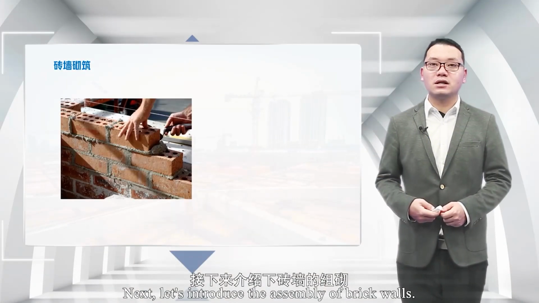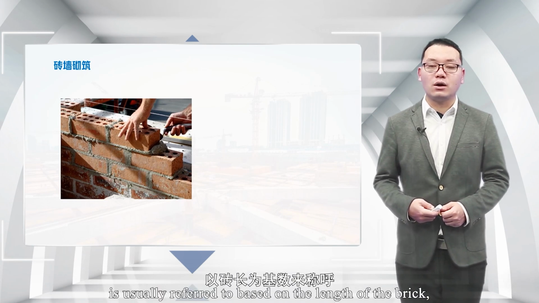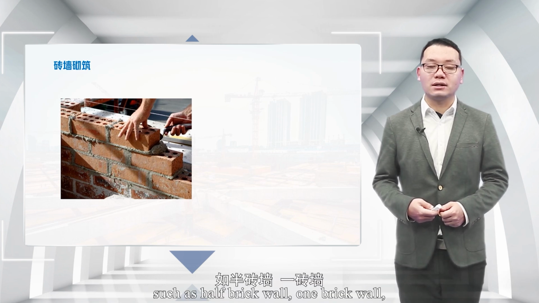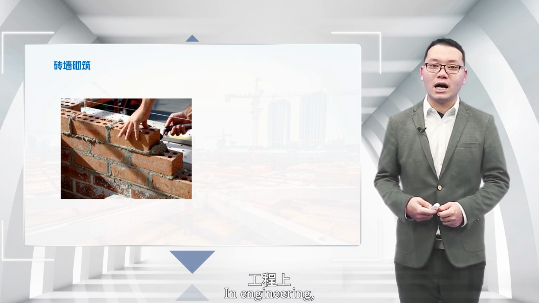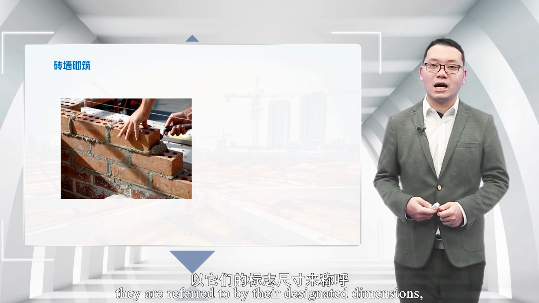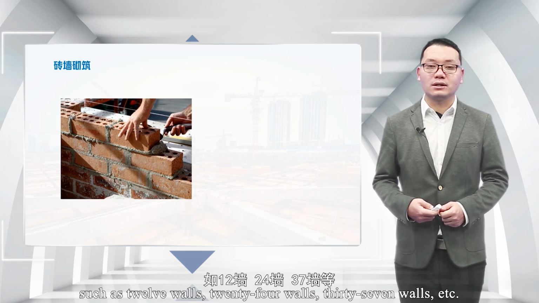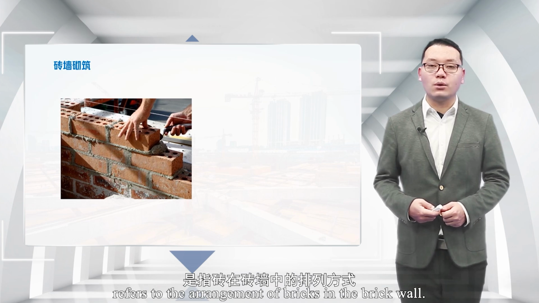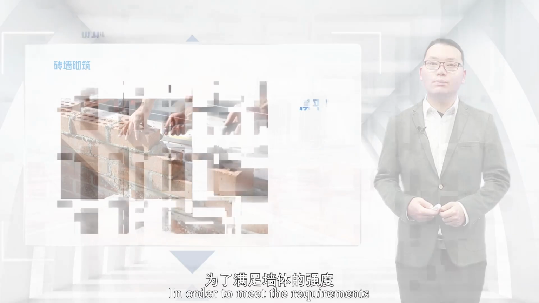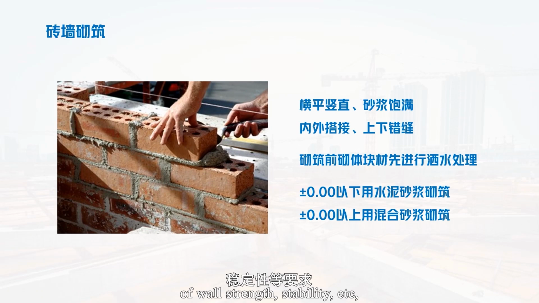Next, let's introduce the assembly of brick walls. The thickness of sintered common bricks is usually referred to based on the length of the brick, such as half brick wall, 1 brick wall, 1 brick and half wall, etc. In engineering, they are referred to by their designated dimensions, such as 12 walls, 24 walls, 37 walls, etc. The masonry method of brick walls refers to the arrangement of bricks in the brick wall in order to meet the requirements of wall strength, stability, etc.